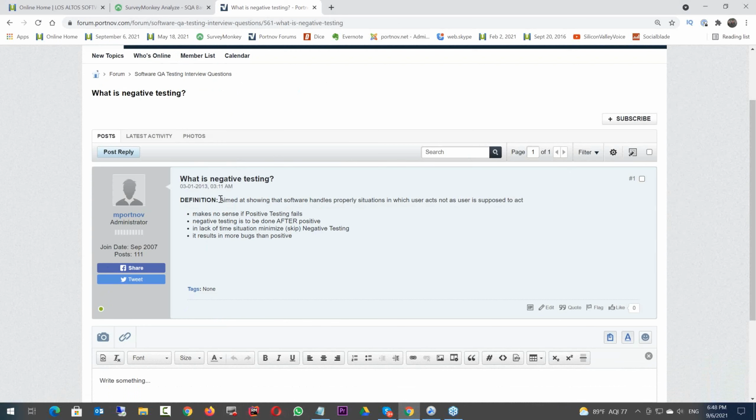First we have the definition. That is what we have on that page with all the other definitions: showing that software handles properly situations in which the user acts not as the user is supposed to act. Now, it makes no sense to do negative testing if positive testing fails. For example, I want to log in to the application. I provide a valid combination of login and password, and then boom, it doesn't let me in. It rejects me instead of accepting me.